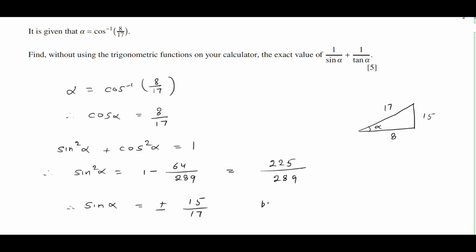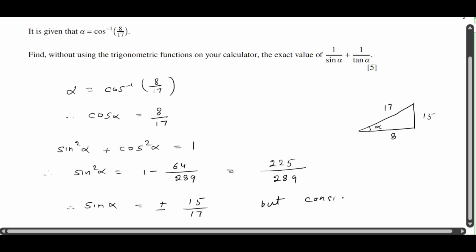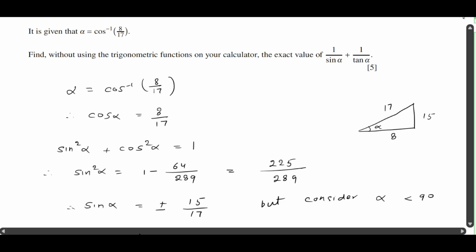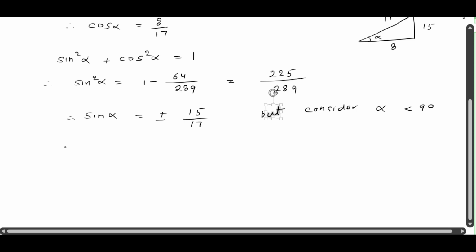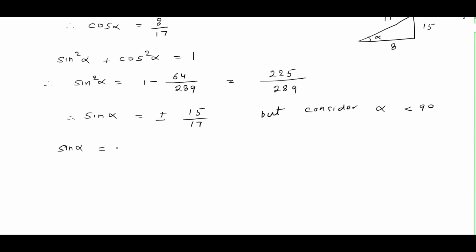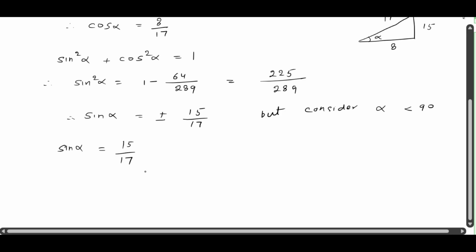But here, as they have not given anything regarding in which quadrant this alpha is, I will consider alpha less than 90. So therefore, sine alpha will be equal to 15 divided by 17. This sine alpha is 15 divided by 17.